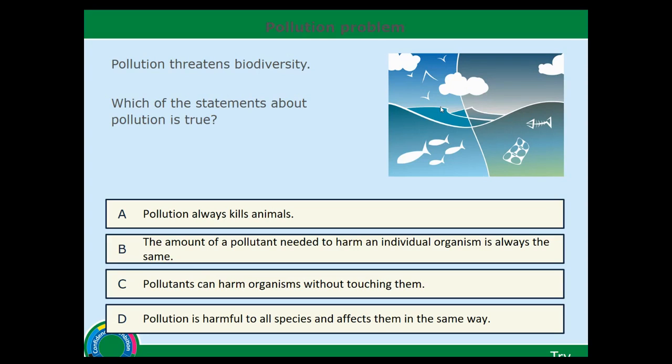Okay, another slide for you. Please pause the video, read through, and tell me what the answer is. Say pollution threatens biodiversity. Which of the statements about pollution is true? Pollution always kills animals. The amount of a pollutant needed to harm an individual organism is always the same. Pollutants can harm organisms without touching them. Pollution is harmful to all species and affects them in the same way.